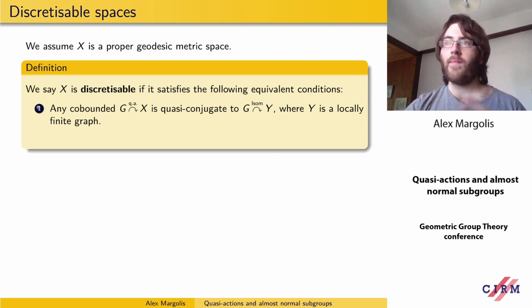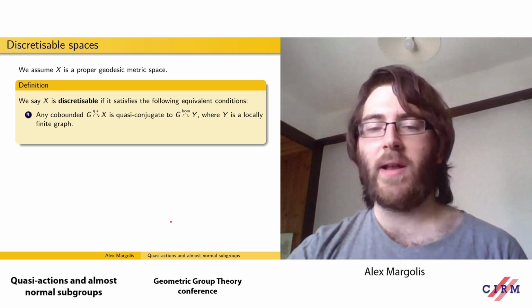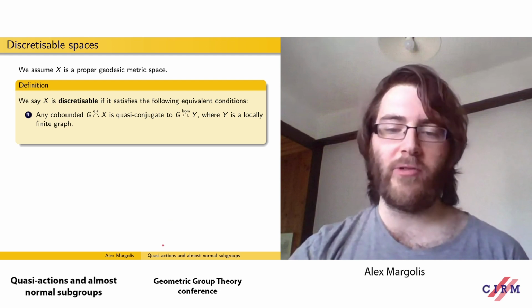And if you've seen other theorems where you quasi-conjugate quasi-actions to isometric actions, you might feel a bit disappointed by this because X might be a nice space with interesting local geometry. It might be a symmetric space. It might be a building. Might be a nice CAT(0) cube complex. And we ruin all of that local geometry by passing to Y, which is just some locally finite graph quasi-isometric to X. The key point is not the geometry of Y, but what you can deduce about G and how it acts on Y, knowing that you have an isometric action on a locally finite graph.